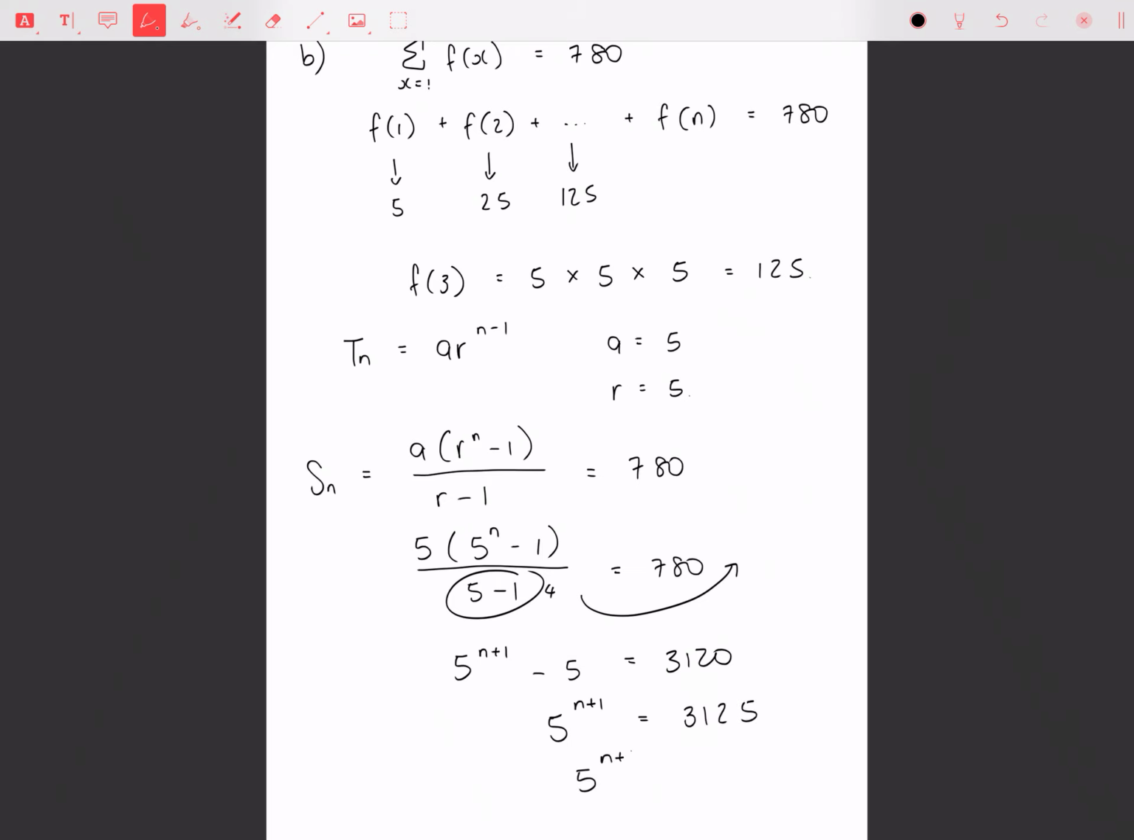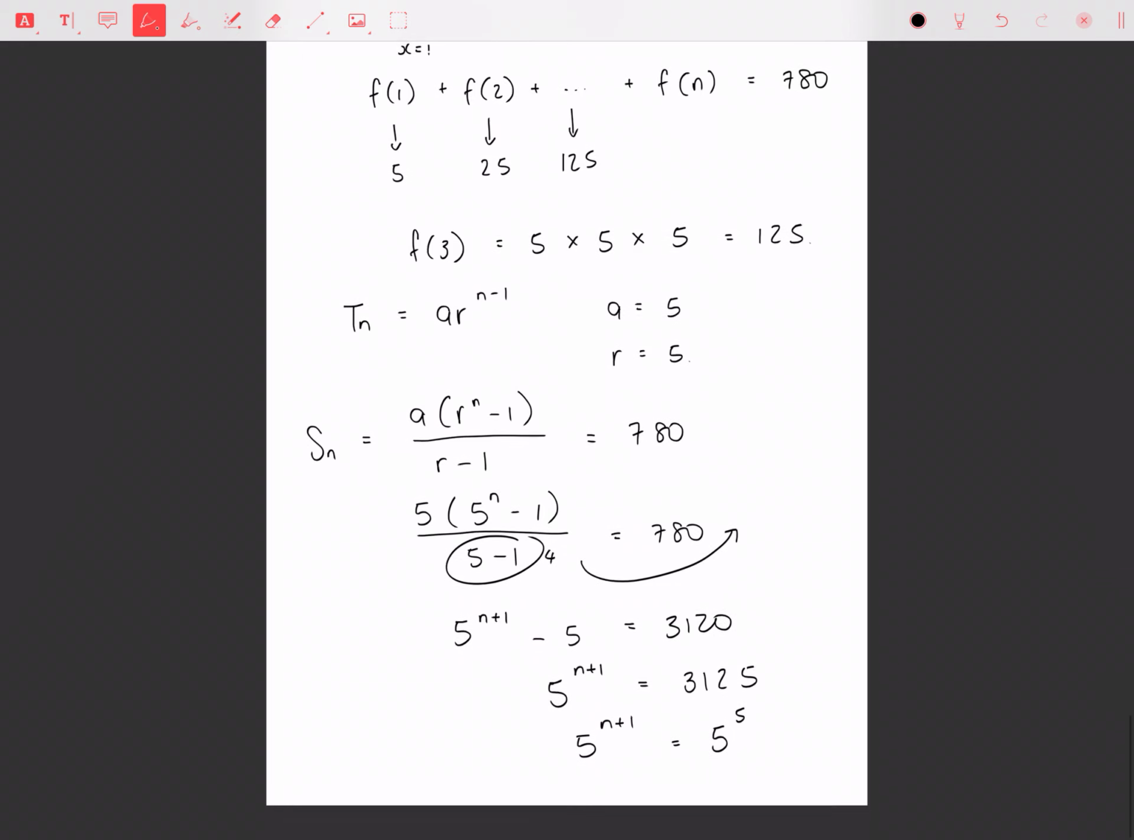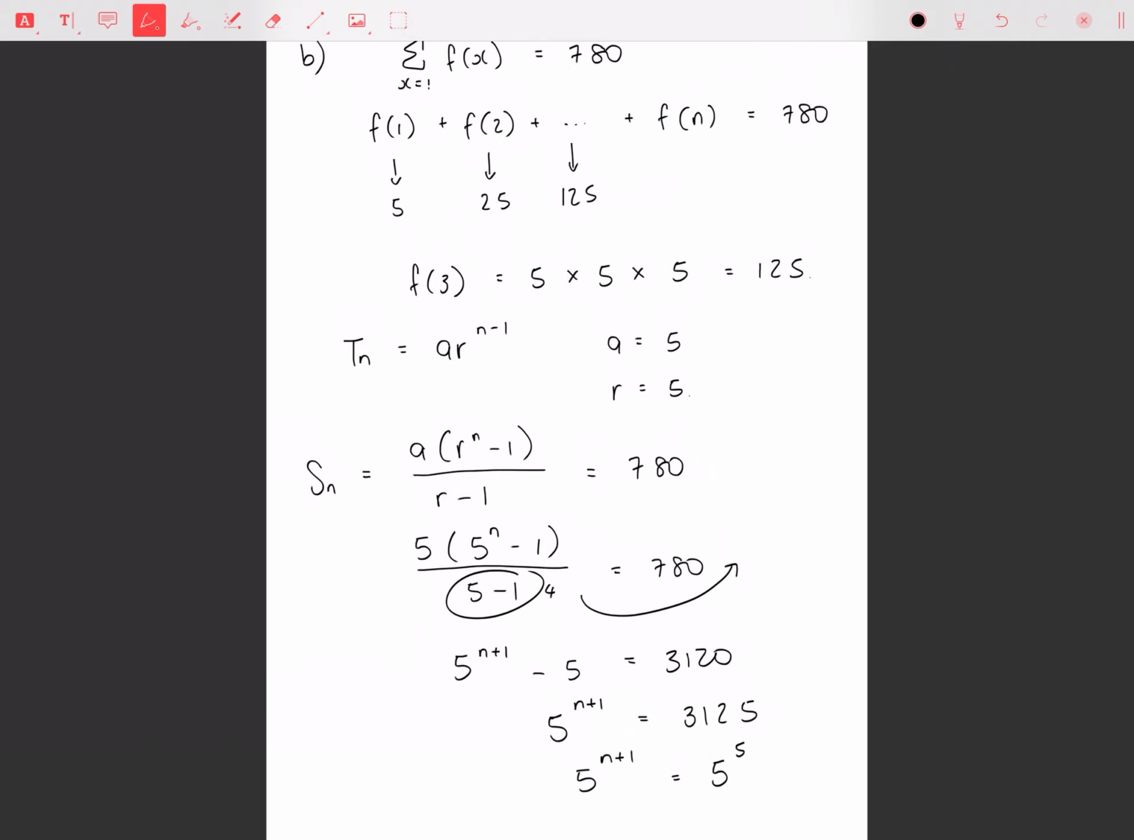Now you could just check this on your calculator, but 3125 is 5 to the power of 5. We've now just got an exponential equation, so therefore n plus 1 is equal to 5, which means that n is equal to 5 minus 1, which is 4. And that's your final answer.